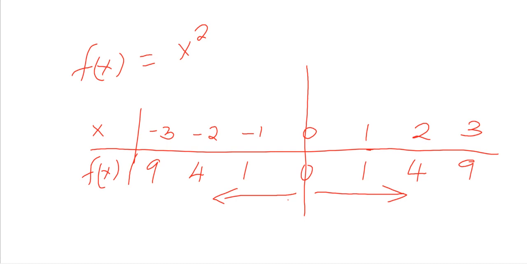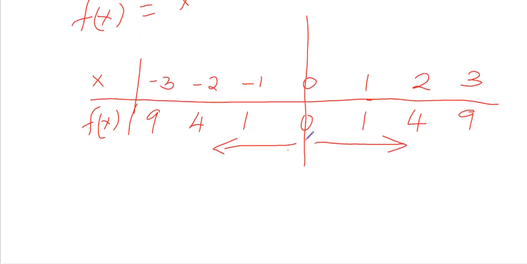If you start from 0 here, moving in the positive direction, you move from 0 to 1, from 1 to 4, from 4 to 9. If you move from 0 to the negative side, again you move from 0 to 1, from 1 to 4, from 4 to 9. See that it's purely the same values. It's just like putting a mirror along the line. It's just like putting a mirror at 0, and you get a reflection.